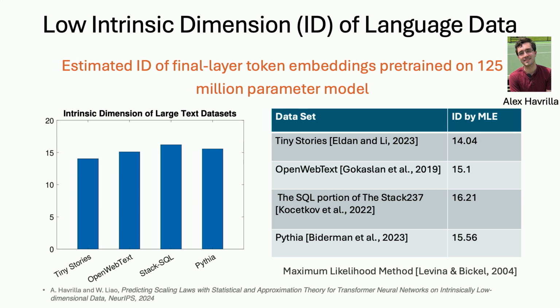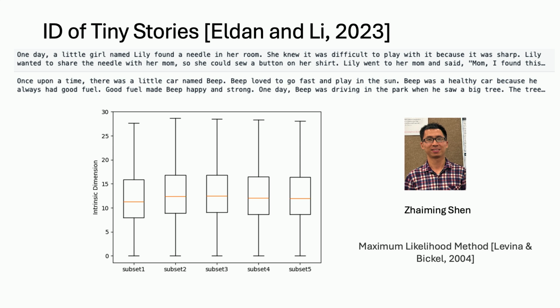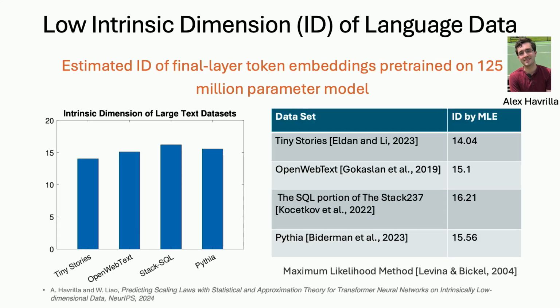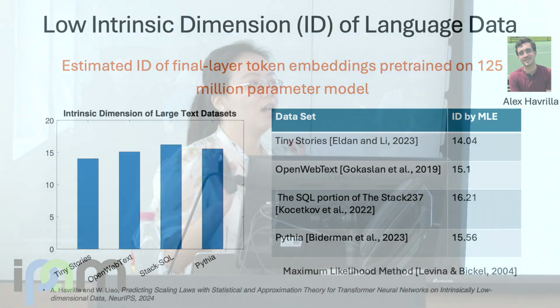So here we tried 4 language data sets. Tiny Stories is AI-generated children's stories, which look like this. It's pretty simple, but it has the right grammar. Okay? And OpenWebText is the GPT-2 training data. Python and SQL are also pretty large language data sets. Okay? So language data all have words, right? We first embed the words into vectors using word-to-vector embedding, and then we take the features trained by transformers as the features to estimate intrinsic dimension.